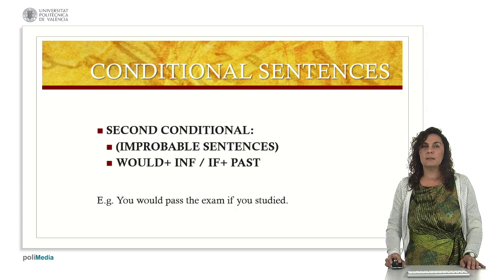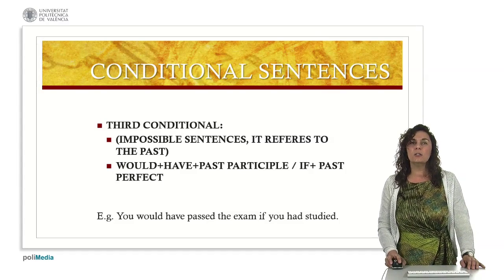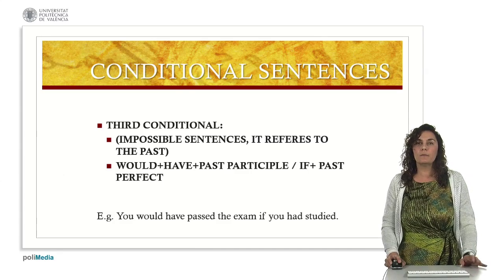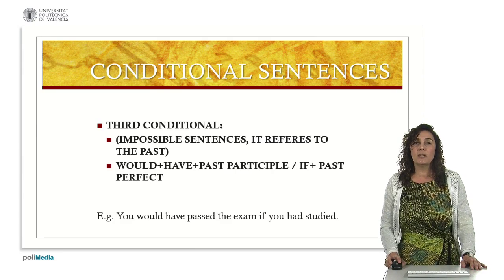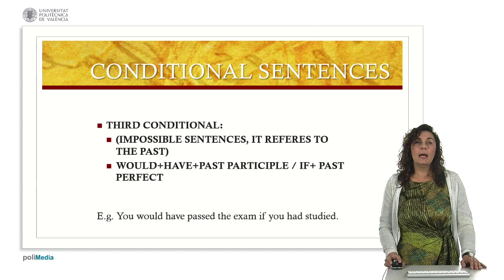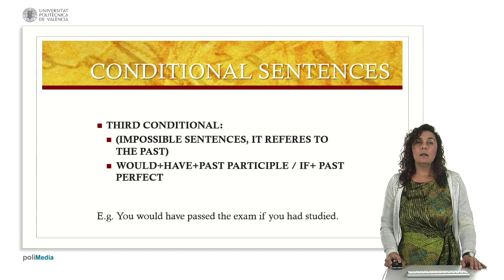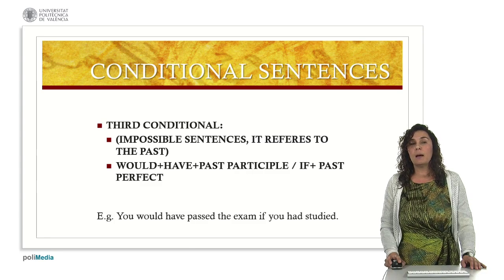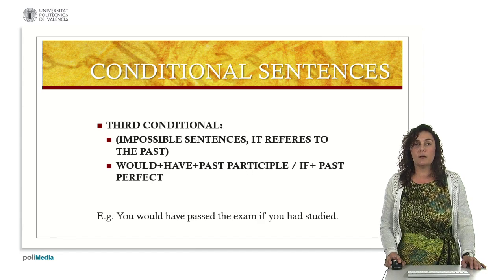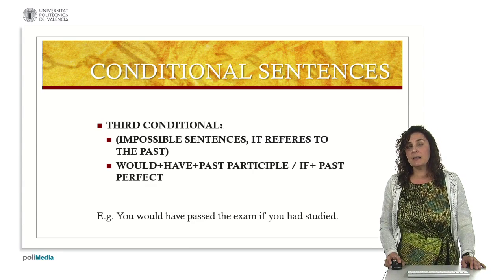I don't know, right? And in the third conditional, I'm talking about facts that happen in the past. So they are impossible sentences in the sense that they refer to the past. The structure here is would plus have plus participle, plus if plus a perfect form of the verb, right? You have an example here. You would have passed the exam if you had studied.